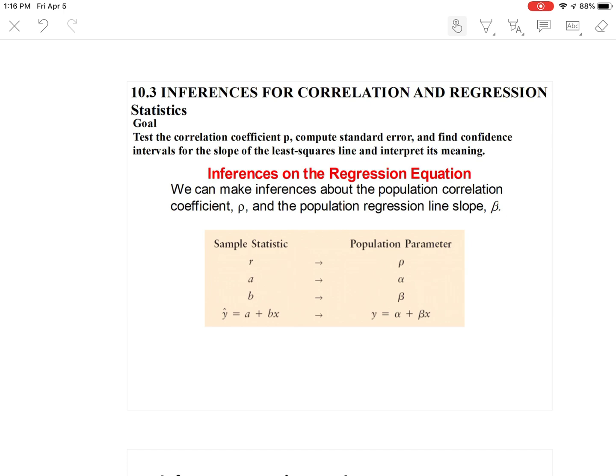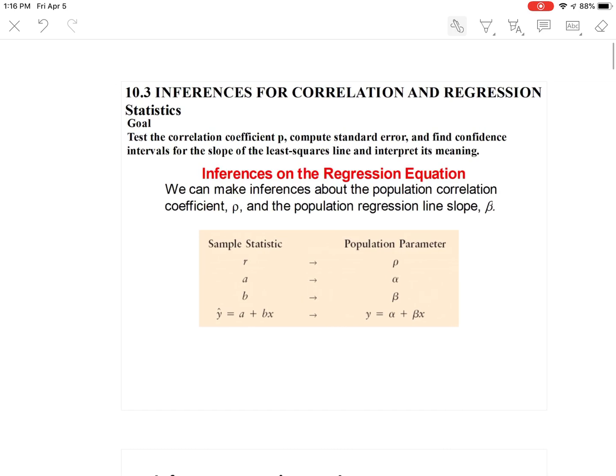Okay, 10.3, inferences for correlation and regression. Just remember that when we have a sample, we're talking about statistics. When we've got a population, we're talking about parameters. So in this case, with our calculators, we get an r value out of those. That's actually the sample statistic for rho. That's the Greek letter rho. That's the population parameter for the correlation coefficient.